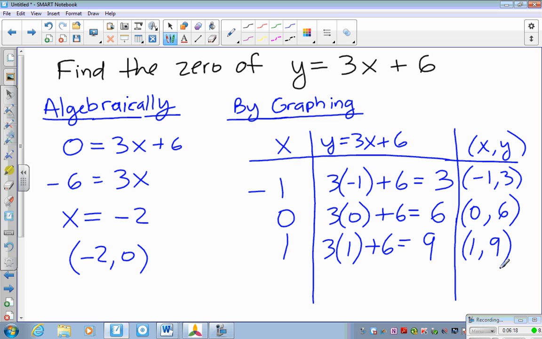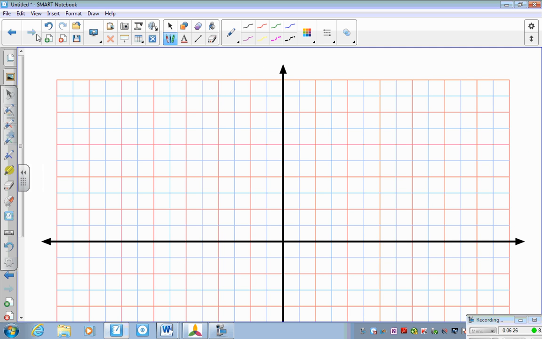So now your next job is just to graph those 3 points: -1, 3; 0, 6; 1, 9. So I have -1, 3. That means go left 1, up 3. 0, 6 means don't go left or right and go up 6. 1, 9 means go right 1, go up 9.